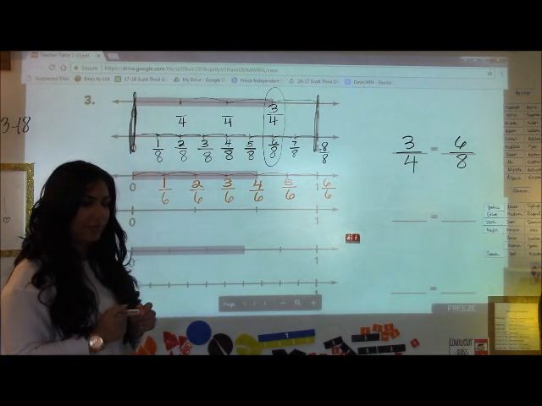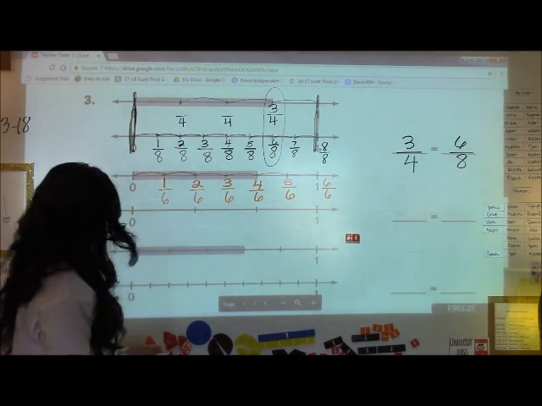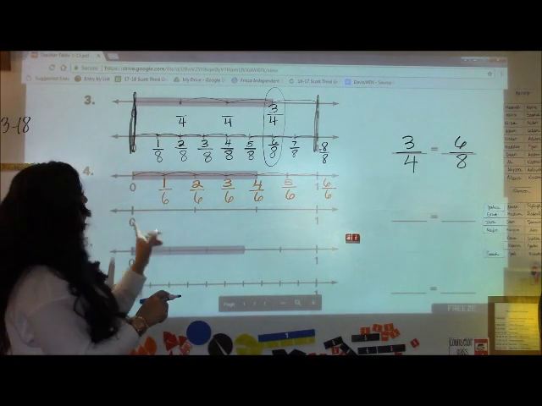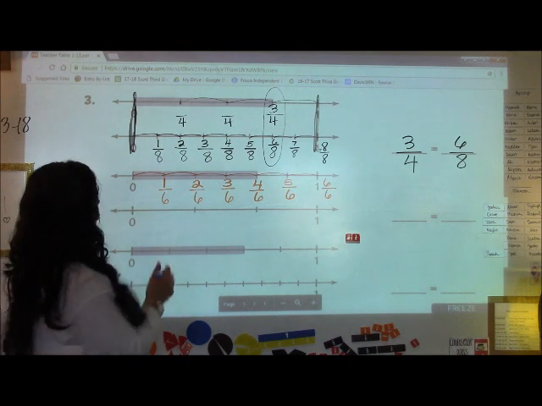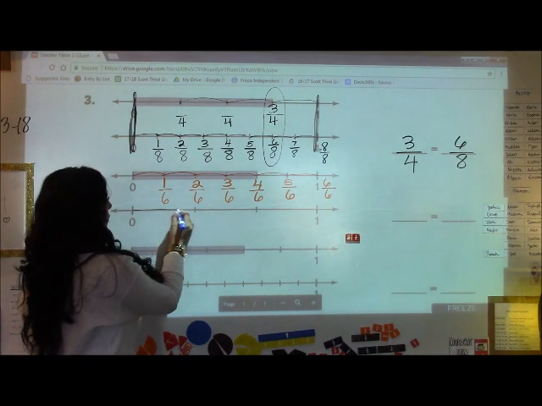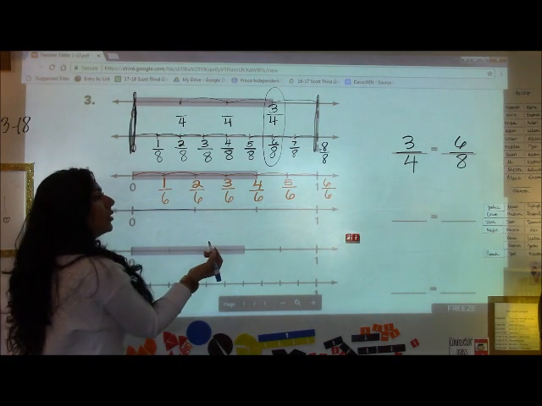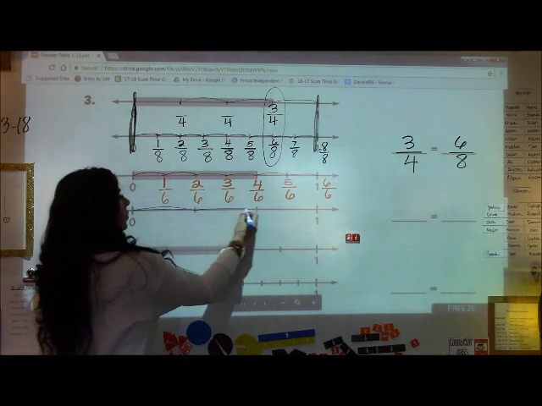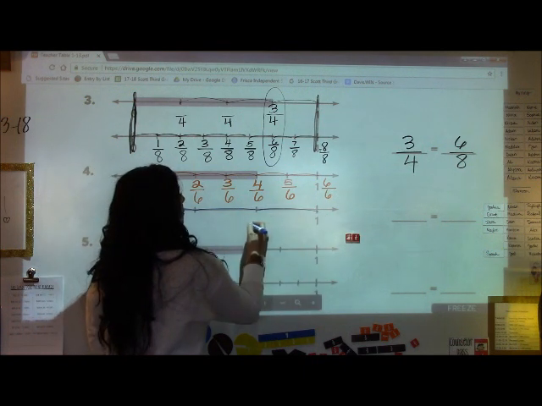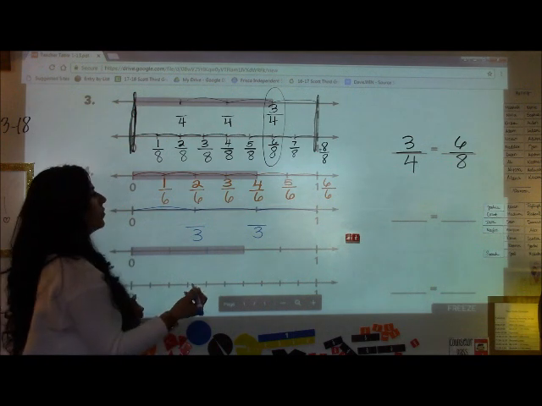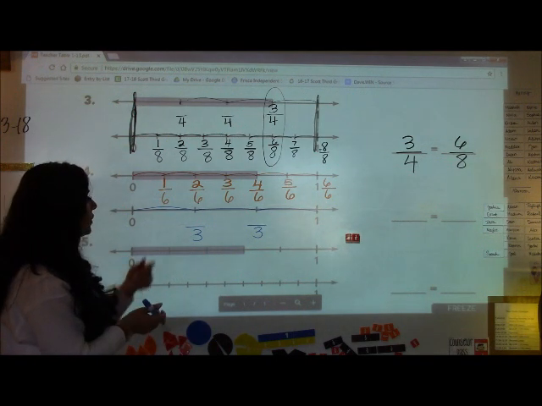Who's going to help me out? Aaliyah. Tell me how to find this one. So each space counts as one part of a fraction. Correct. So let's find our denominator. 1, 2, 3. So I'm talking about thirds on this number line.